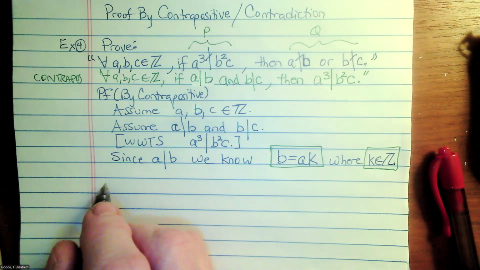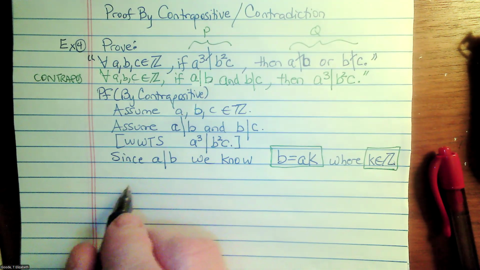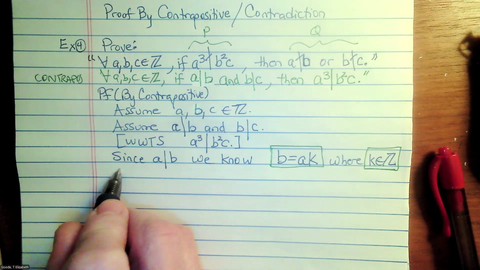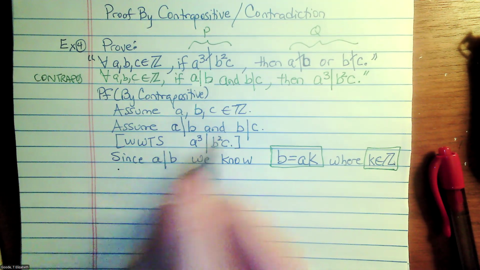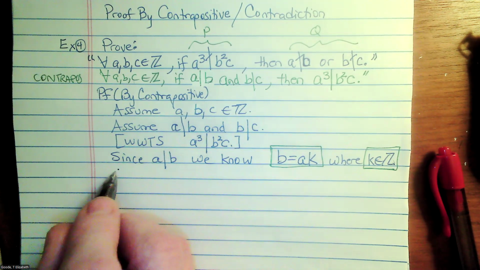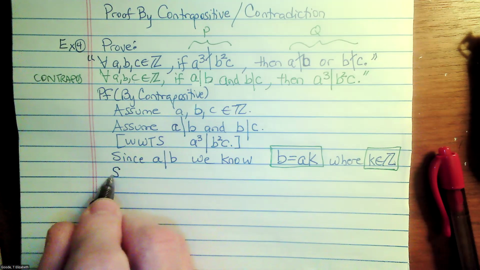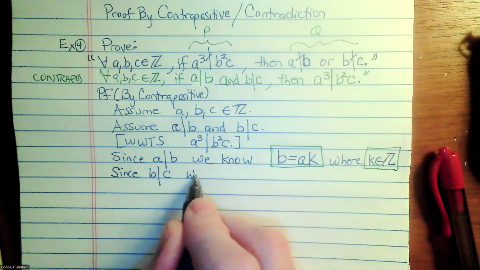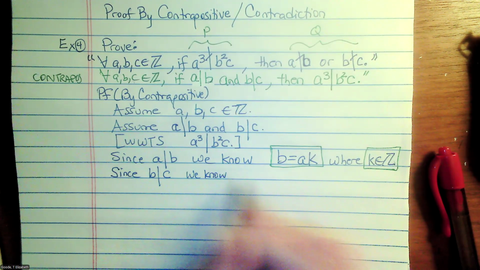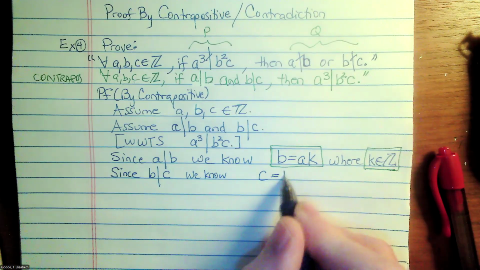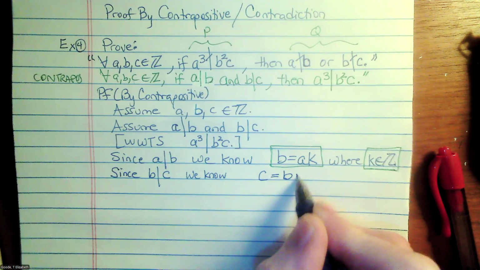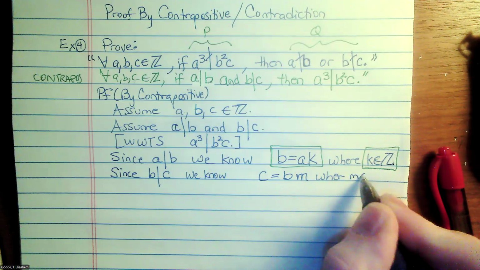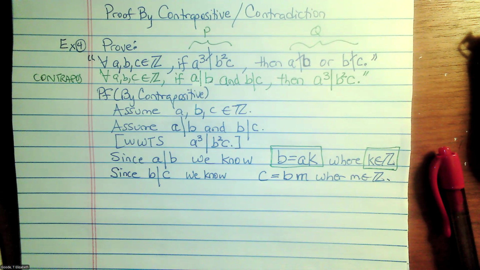What else are we going to get from our hypothesis? We get some more hypothesis money, so we can say that since B divides C, C equals B times an integer, whatever you want to use. Let's say M, where M is in Z.